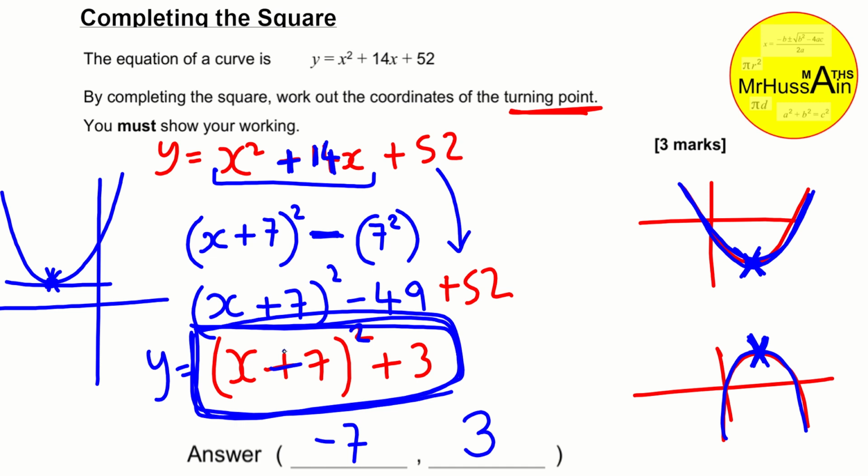Some people remember it as, well, if it's plus 7, it must be minus 7. The x coordinate will always be minus 7.